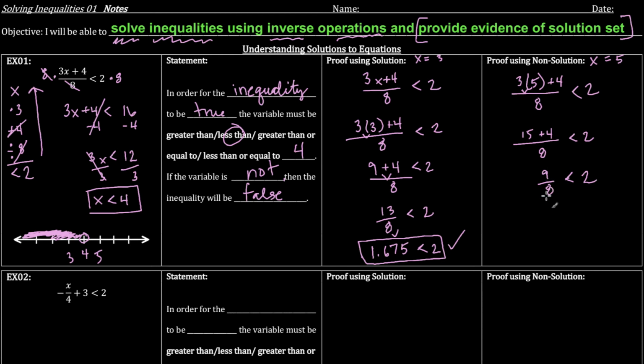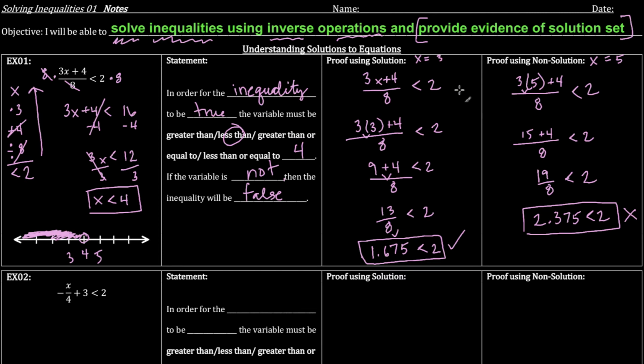15 plus 4 is 9. Oops, almost put an equal sign. Wait, I made a mistake. 15 plus 4 is 19. Okay, better, because I was like, something's wrong. So 19 divided by 8. 8 goes into 19 twice. That's 16. That means there's 3 left over. So 2.375 is less than 2? Is 2 and 375 thousandths less than 2? No, it's in fact bigger. This is wrong.